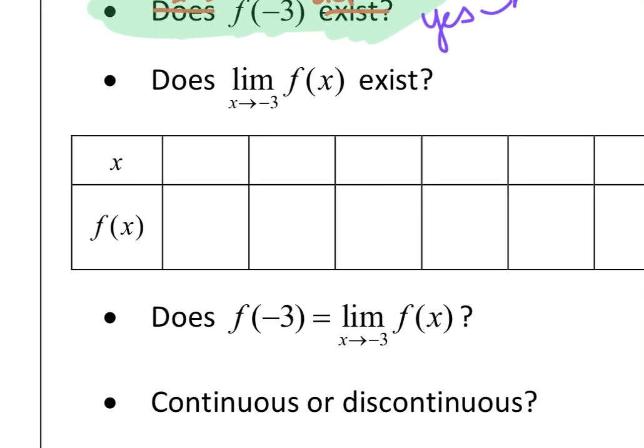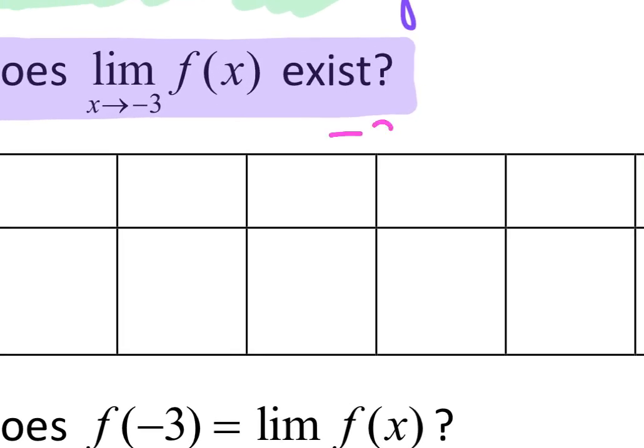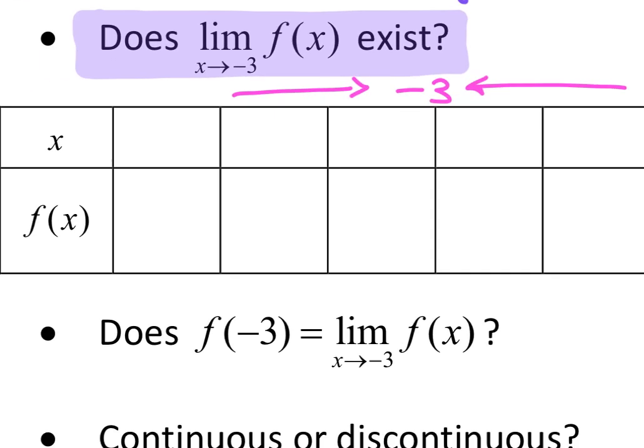So the second question then is, does the limit as x goes to -3 exist? And so we're going to compute the limit of f of -3. And so here, if I am letting my x values go to -3, I want to approach -3 from the left and approach -3 from the right.